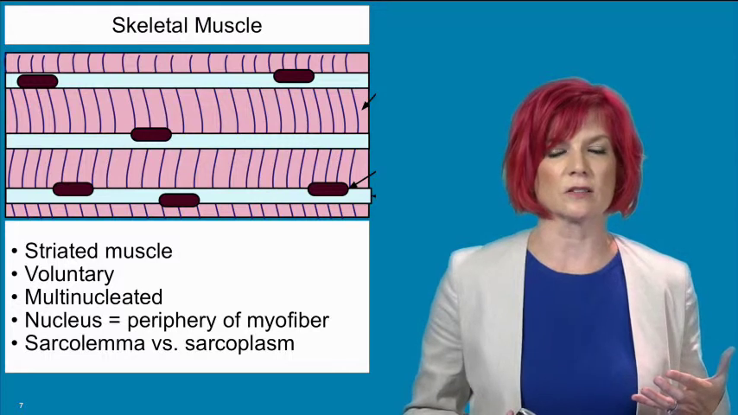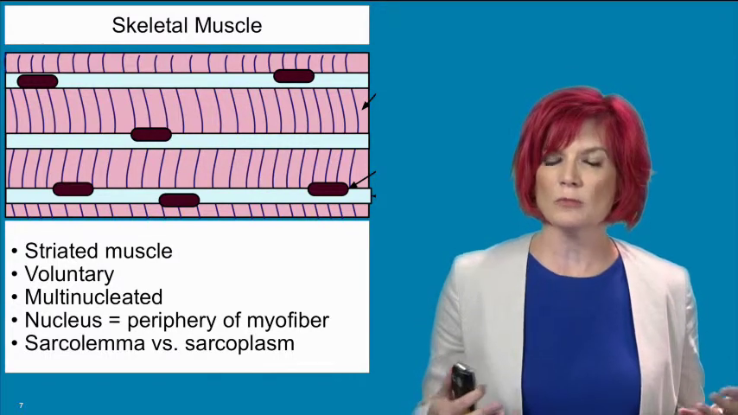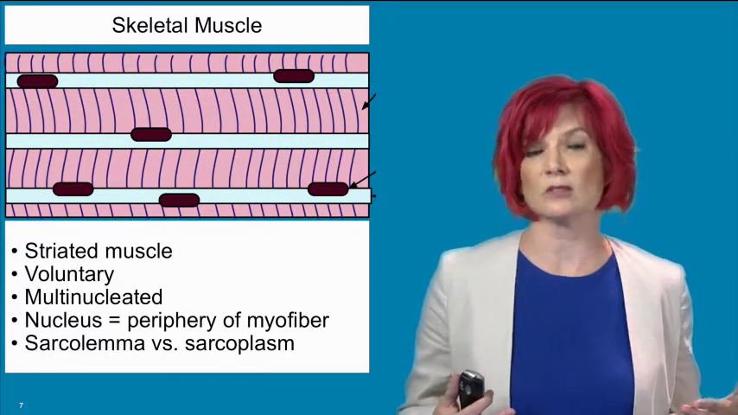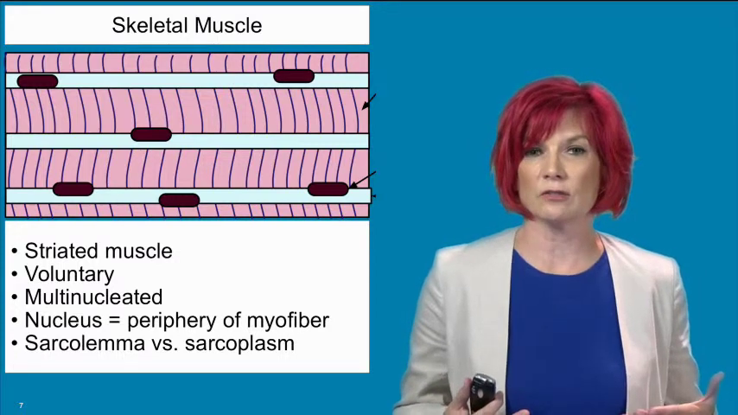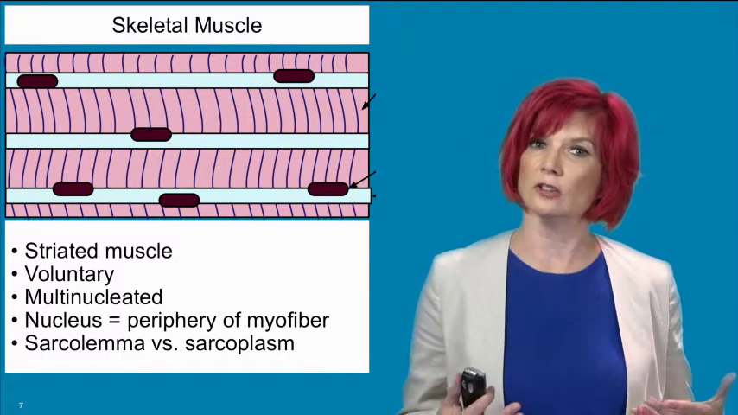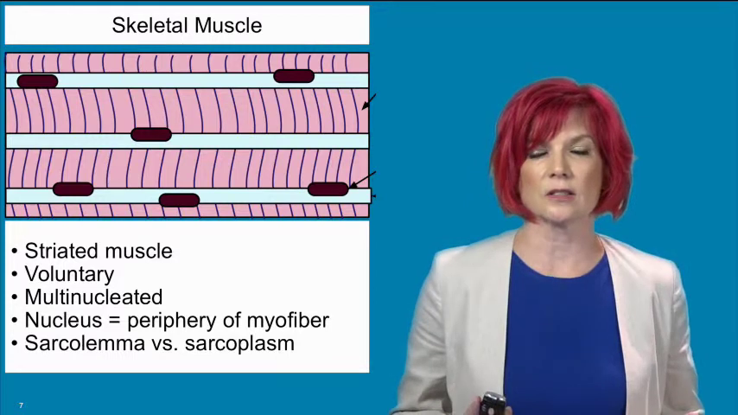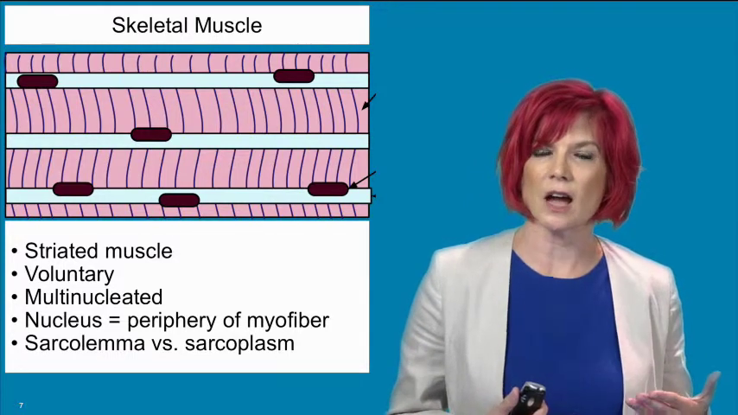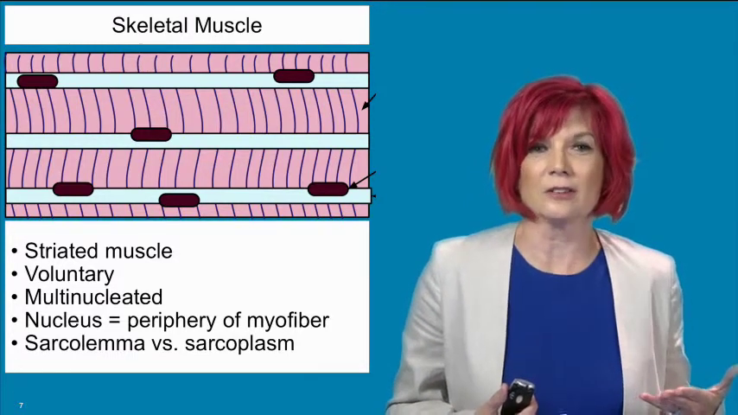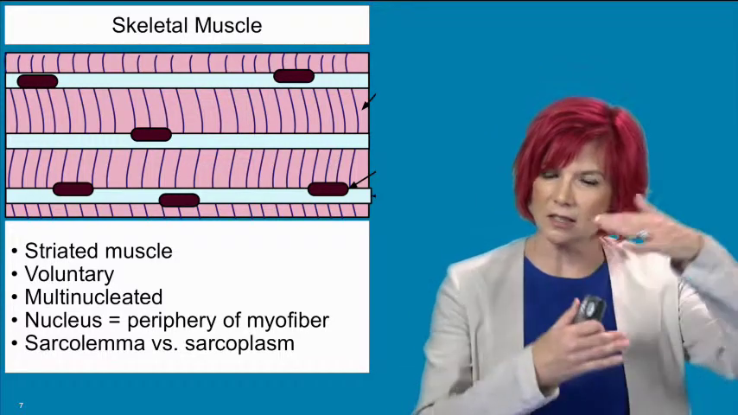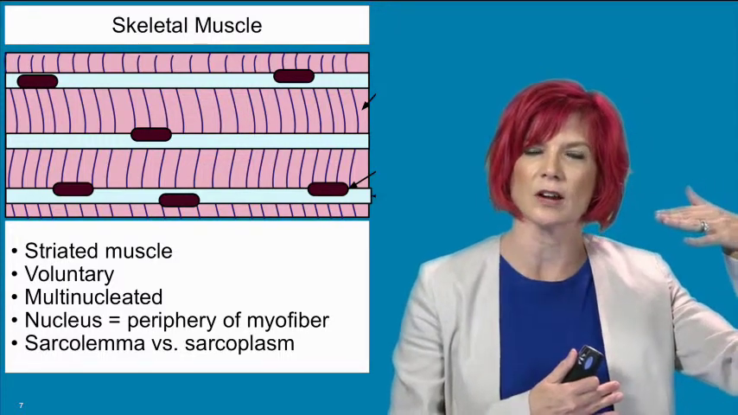So skeletal muscle is formed from the fusion of many different muscle cells. And so skeletal muscle fibers are quite long and large. The nucleus of the skeletal muscle is not normally at the middle of the cell, and in fact, it's at the cell periphery, which you can see in this diagram.